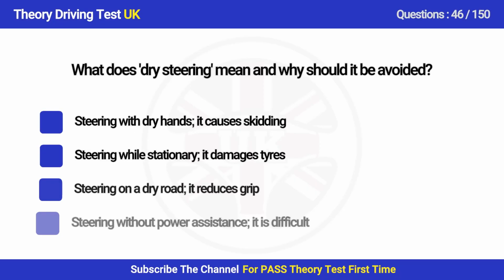Question 46. What does dry steering mean and why should it be avoided? A. Steering with dry hands, it causes skidding. B. Steering while stationary, it damages tires. C. Steering on a dry road, it reduces grip. D. Steering without power assistance, it is difficult.